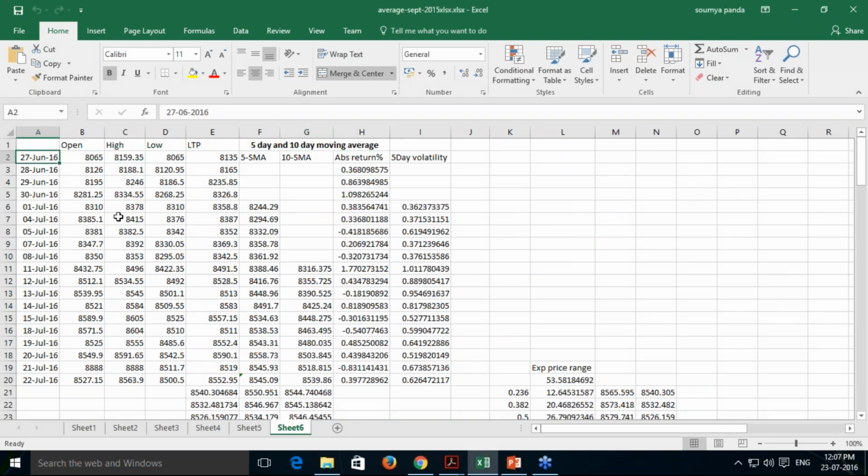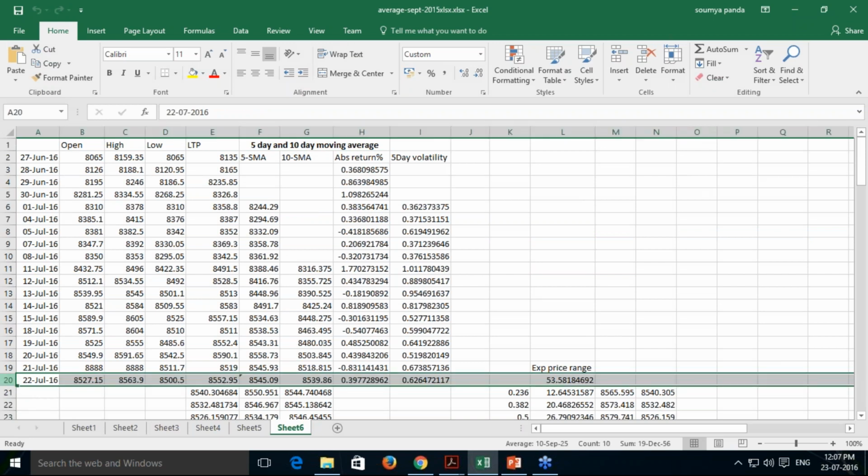I have taken the Nifty future data from 27th June to 22nd July, the last 30 days. But I require only the last record, what happened on 22nd July, that is more important for me. Other things I will not take into consideration.